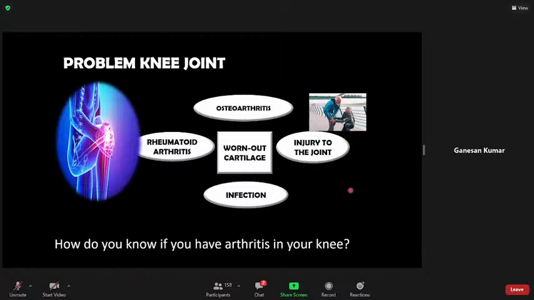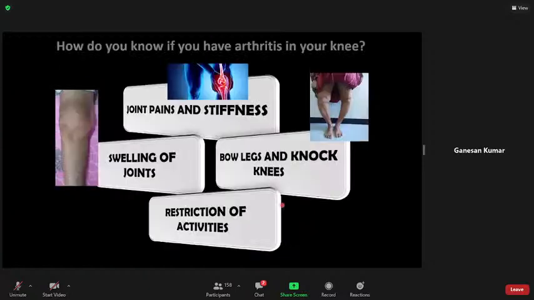The primary structural change we are looking at is wearing out of the cartilage. This can be because they had rheumatoid arthritis, or they sustained an injury to the joint that slightly changed the biomechanics and made the cartilage wear out. Then you can have infection, which leads to the cartilage wearing out, or it can be just the age-old process of getting old. And patients commonly have joint pains and stiffness.